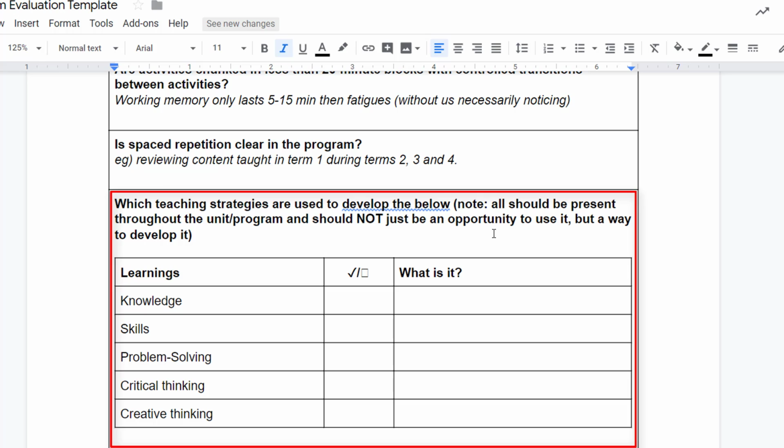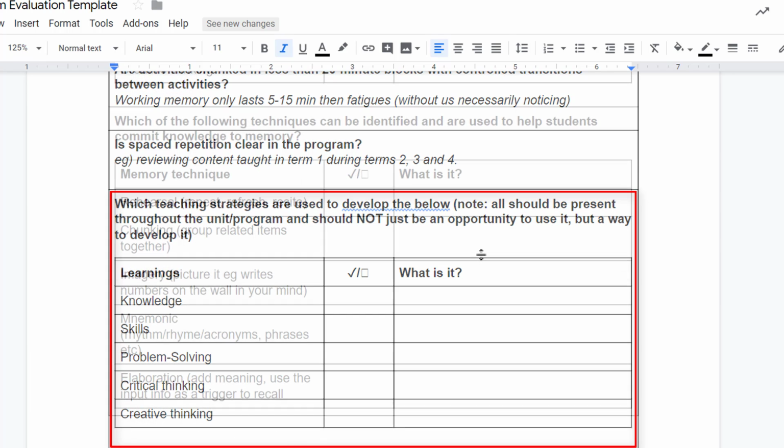Now, at some point, that will mean just giving them the problem and letting them go for it because you would have already given them that instruction, or maybe they're senior students, and so hopefully they've already developed a lot of those skills already. But you still need to think about how you can take their problem solving skills to that next level. The same goes for critical and creative thinking. This is not just a chance to be critical or to be creative, it's actually you teach them how to be critical and helping them to be creative. You want to make sure that in your program you have those things present in terms of teaching strategies that develop these in your students.